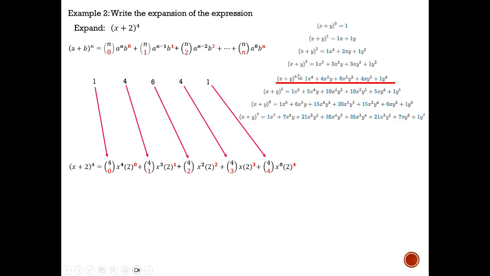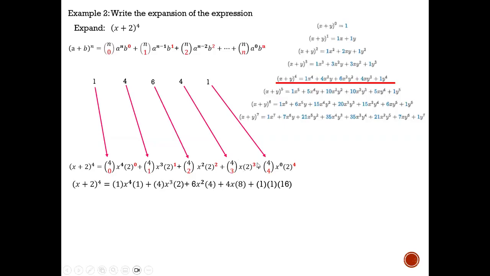Power is 4, go to the fourth power of Pascal's triangle and take those coefficients. Okay, so now I'm going to plug everything in and evaluate appropriately. So I have a 1 right there, x to the fourth, 2 to the 0 is 1, 4 choose 1 is 4, x to the third, 2 to the first is 2, 4 choose 2 gives me 6, x squared, and 2 squared is 4. So I'm evaluating.